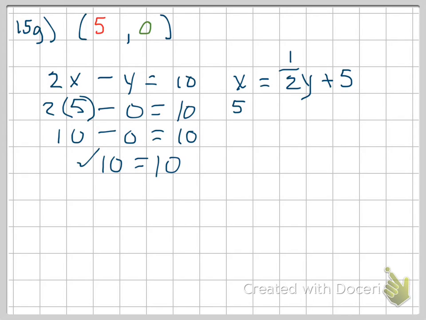But let's go to the other equation and make sure. All right, x is 5, and then we have 1/2 times y, and y is 0.